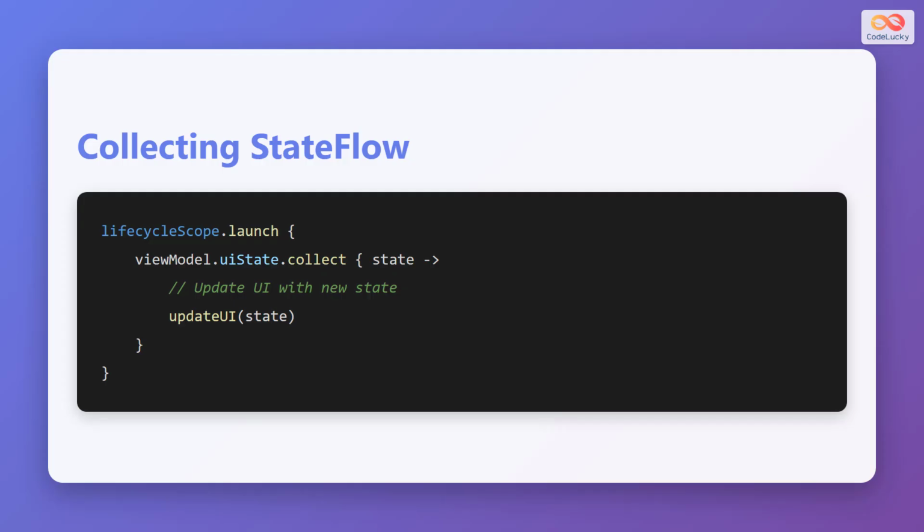To observe StateFlow changes in your UI, use the collect function within a lifecycle-aware scope like lifecycleScope. This launches a coroutine that continuously listens for state updates. Whenever the ViewModel emits a new state, the collect block receives it, and you can update your UI accordingly. This creates a reactive connection between your ViewModel and UI layer.